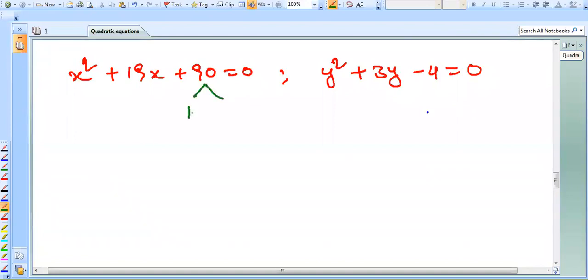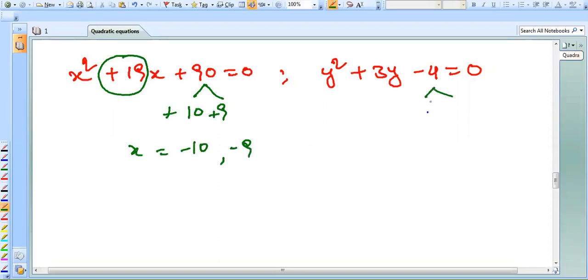See here, 10 9s are 90. But what you require is +19, so +10 +9. X value will be -10 -9. 4 ones are 4. 4 and 1 difference is 3. Why are you taking difference, sir? I told you, constant sign is minus, so you have to take difference. Difference is 3. But what you required? +3. That means +4 -1. Y value is -4 +1.